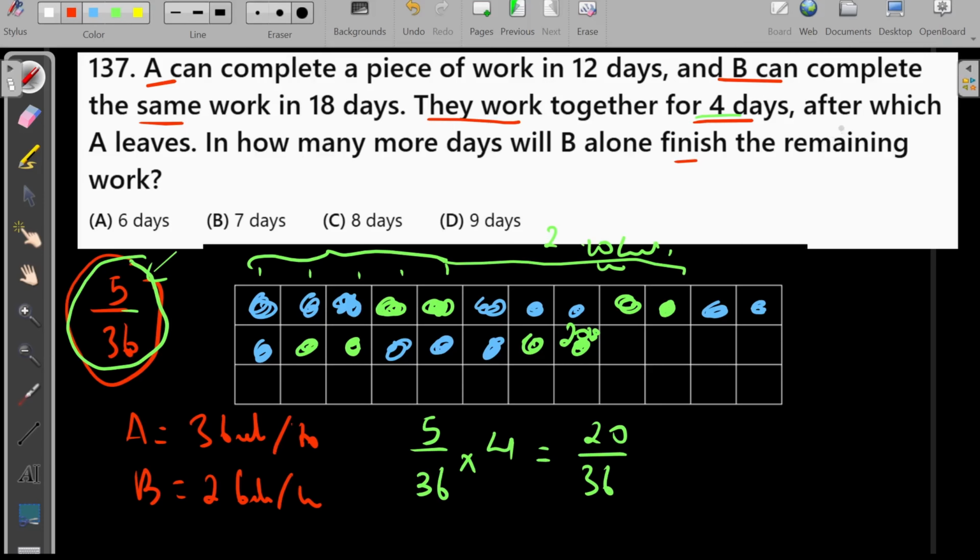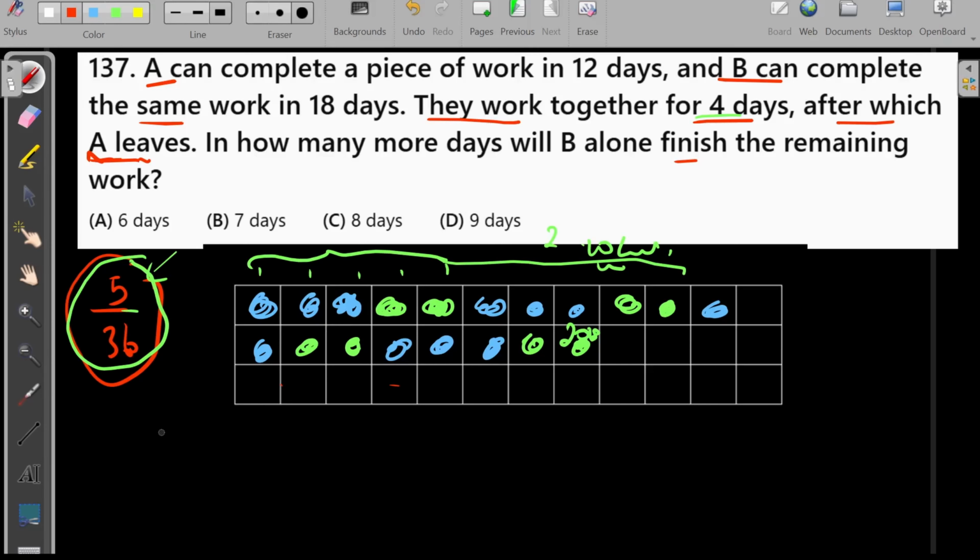Now from the question, after which A leaves, meaning A stops working, only B continues. So in how many more days will B finish the remaining work? So we need to count the remaining work. We need to find the remaining blocks of work that need to be done. But in this case, only B continues working. So let's find it out. So we know that in 4 days, both A and B completed 20 blocks of work over 36 blocks of total work.